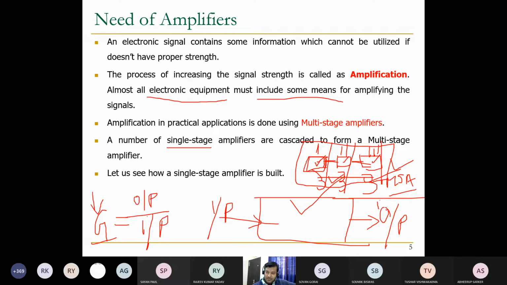If you connect them, it means the output of the first stage amplifier is connected with the input of the second stage. Similarly, the output of the second stage amplifier is connected with the input of the third stage. It is known as a multi-stage amplifier.